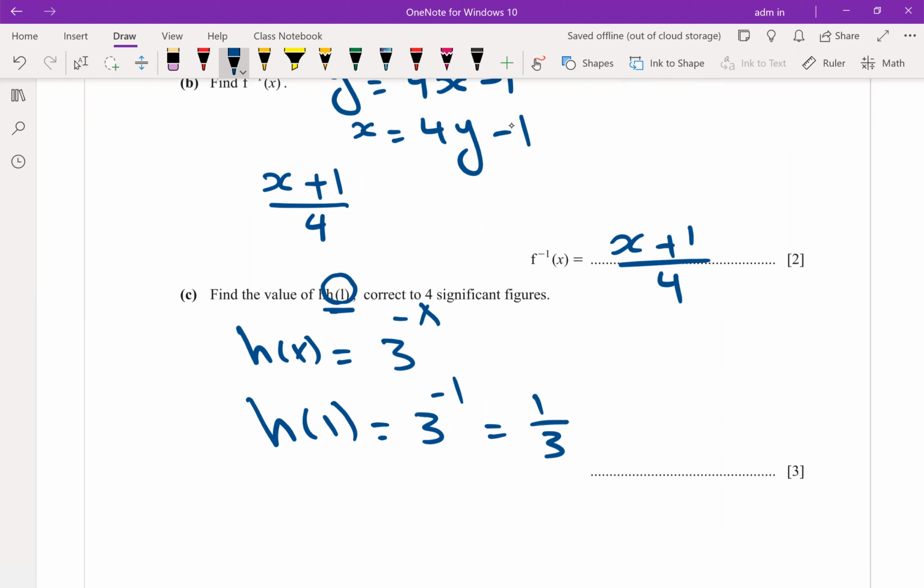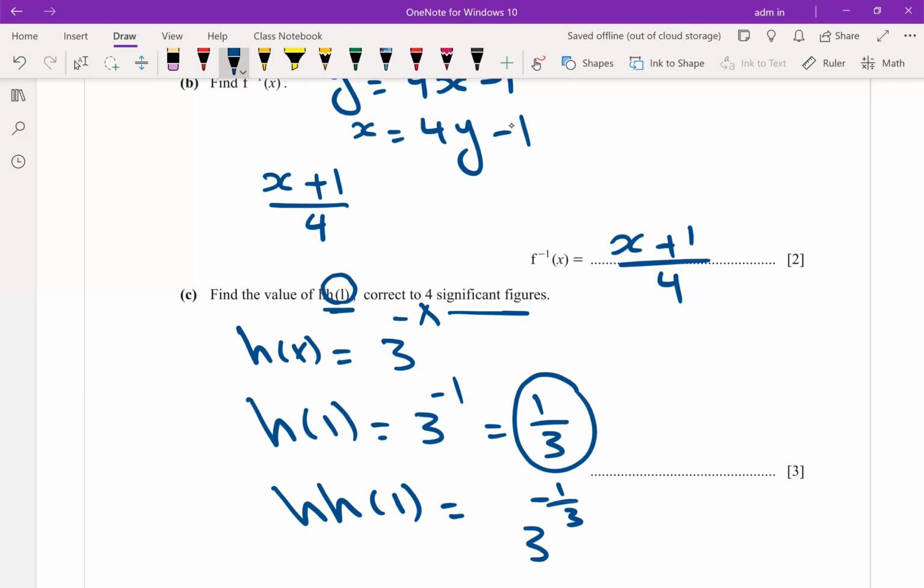A third. Then h of 1, repeat it again. Substitute x in function h will be 3 to the power of negative 1, which is a third. Write your answer to four significant figures. 1.442.